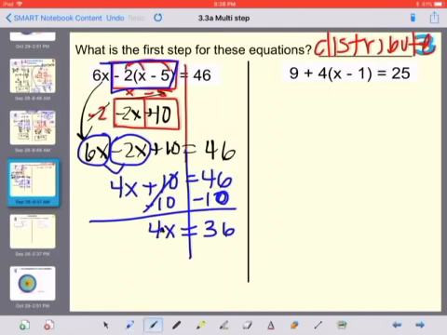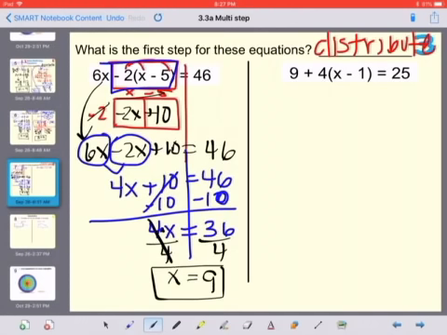And then last, the opposite of multiply is divide. Divide by 4 on both sides. 4 over 4 is just 1x or x. 36 divided by 4, we'll think 4 times what is 36? 4 times 9 is 36.